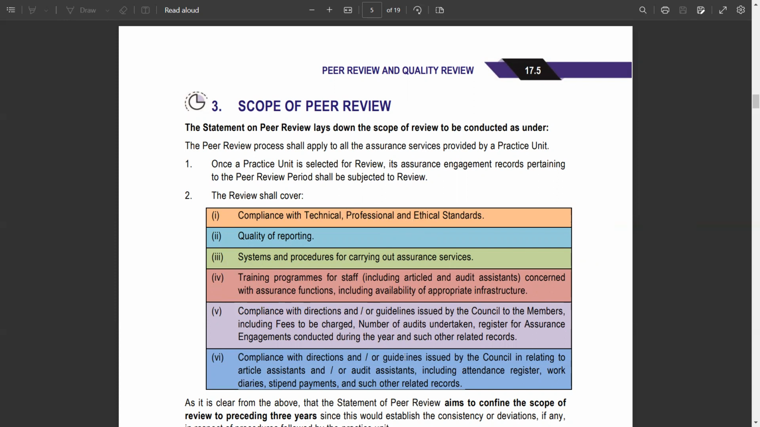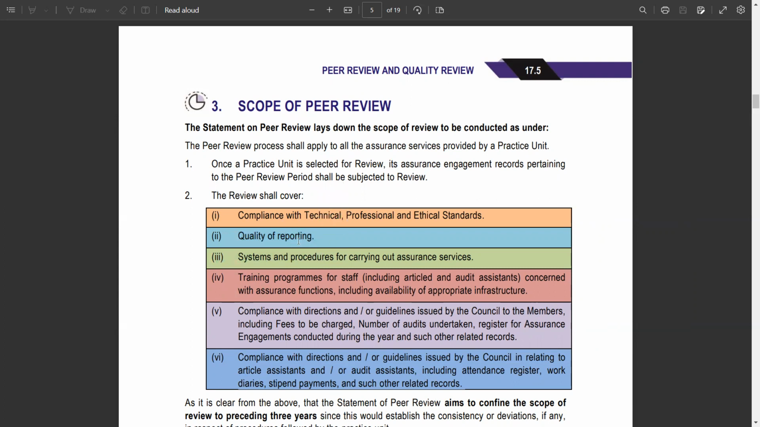These directions are also issued by the council relating to the work of article assistants or audit assistants. So you have to remember that one set of directions and guidelines is regarding the members, and the other is regarding the article assistants and the audit assistants, including attendance register, work diaries, stipend payments, or such related records. So after this compliance, what will be there? There will be quality of reporting, right?